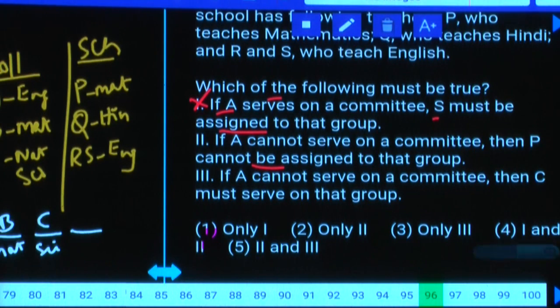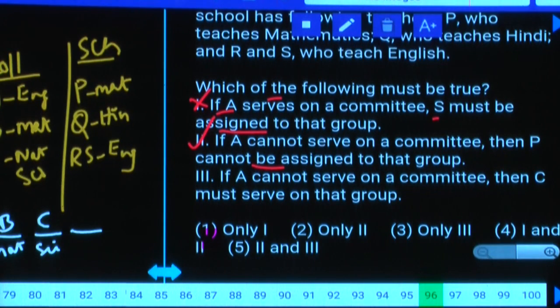Why is it true? If P was there, then P mathematics, B mathematics, which is not possible, and the second statement is definitely true. And coming to the third one, if A cannot serve in the committee, that means B and C must be there, then C must serve in that group, whether it is true or not. If A is not there, then who are the remaining 2 persons? B and C. Hence C must serve in that group. True or false? That is also true.